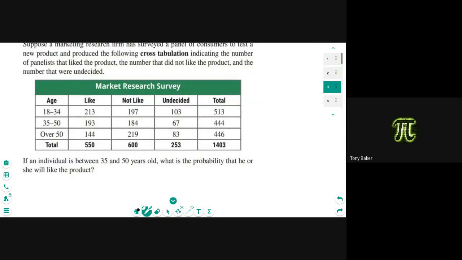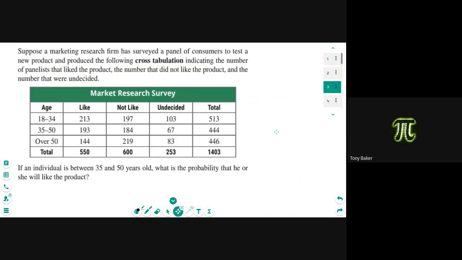All right. So here's data. We got a market research study. They've looked at people ages 18 to 34, 35 to 50, and then over 50. And it was like, not like, or undecided. So what is the probability that an 18 to 34-year-old will like this product? How would I figure that out? Would it be like 213 divided by the 513?